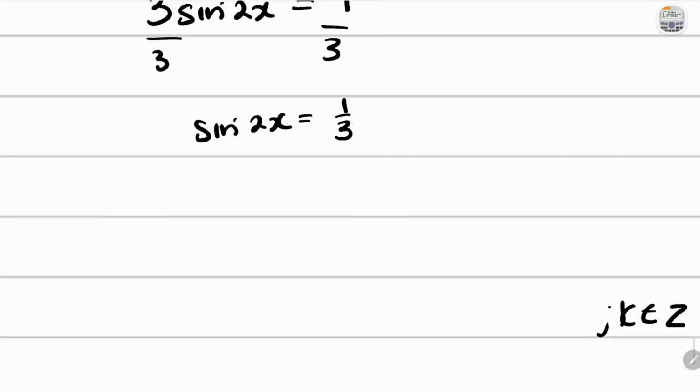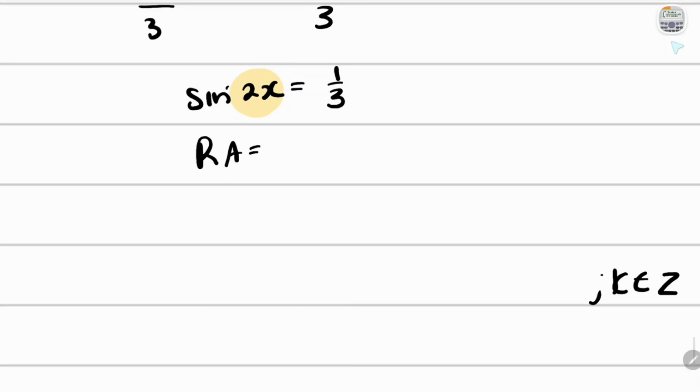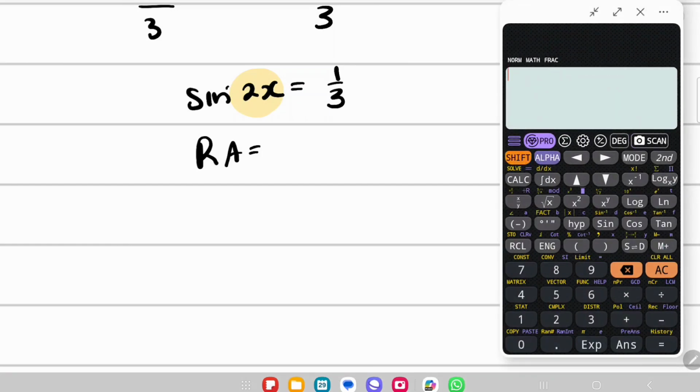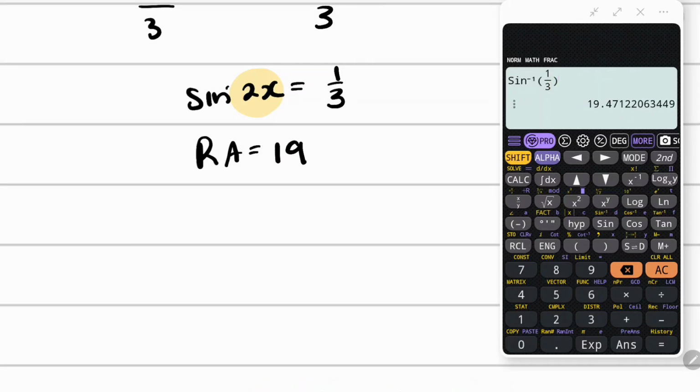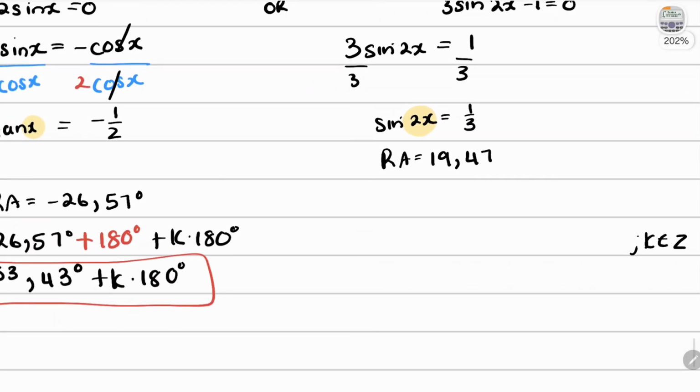And then now we can find our reference angle. With this one, be careful because you have 2x, meaning whatever x is, you're going to have to divide by 2 at the end of the day. So let's go ahead and find the reference angle. What is shift sine 1 over 3? So we'll say shift sine of 1 over 3, and you see what it gives us. So we'll keep that answer, and it is 19.47.